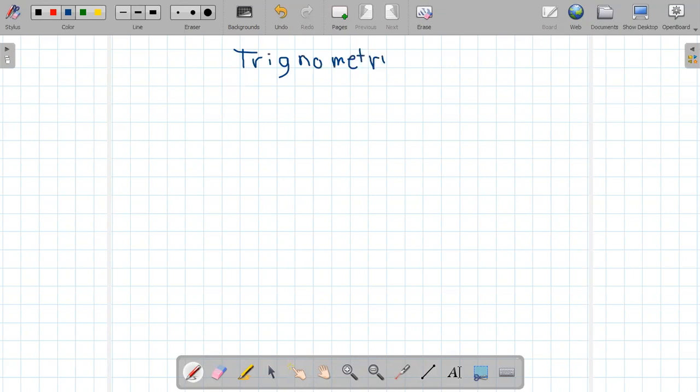Trig comes from triangle. It's a special math, a special geometry for triangles, but it's specialized for what? For right angle triangles. It's a kind of geometry special for right angle triangles. I must have a right angle triangle.